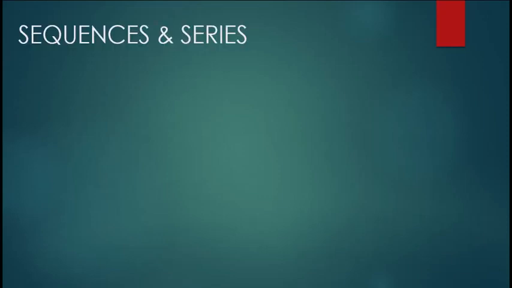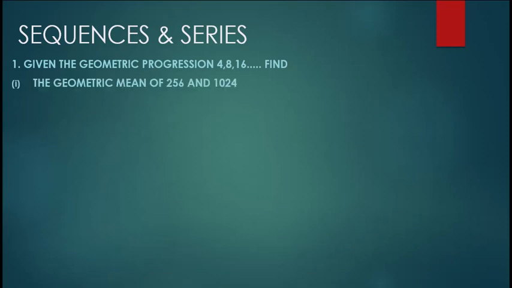So basically today we'll be looking at geometric progression. Under sequence and series, geometric progression. Our first question says, given the geometric progression as 4, 8, 16, find A, the geometric mean of 256 and 1024.